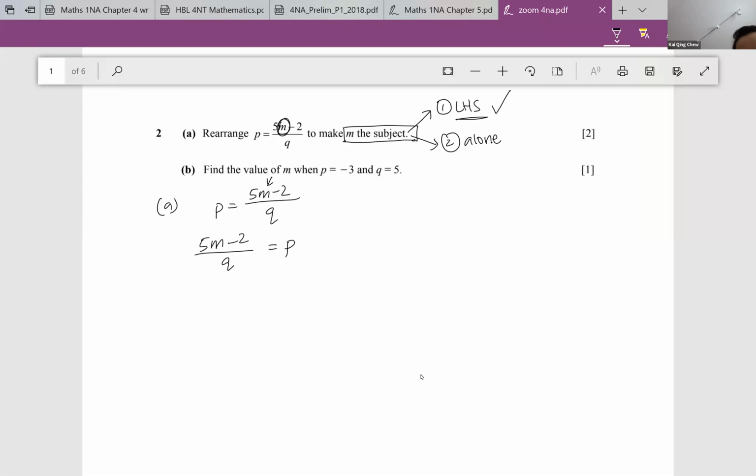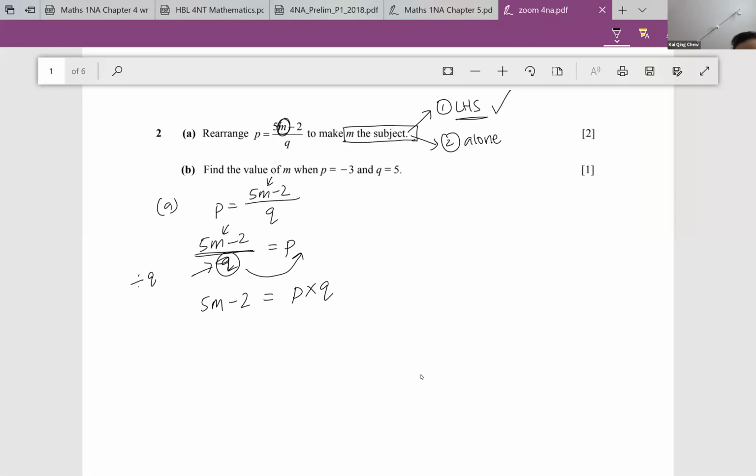Now I have to ensure that it's alone. There are things around it, so I have to bring them to the right-hand side. I'm going to bring Q first. Here is divide by Q, so when I bring it over to the other side, it becomes times Q.